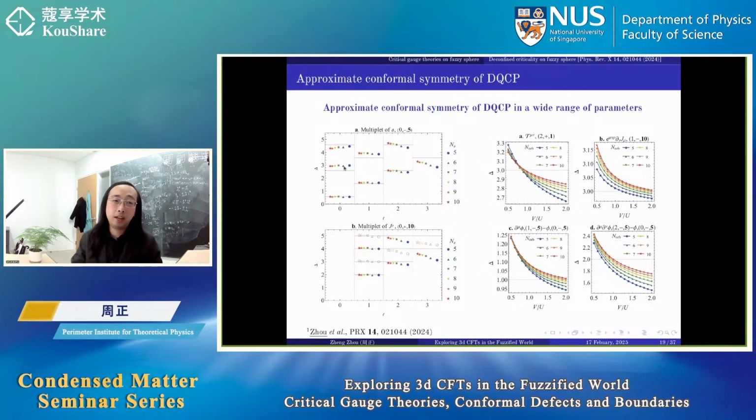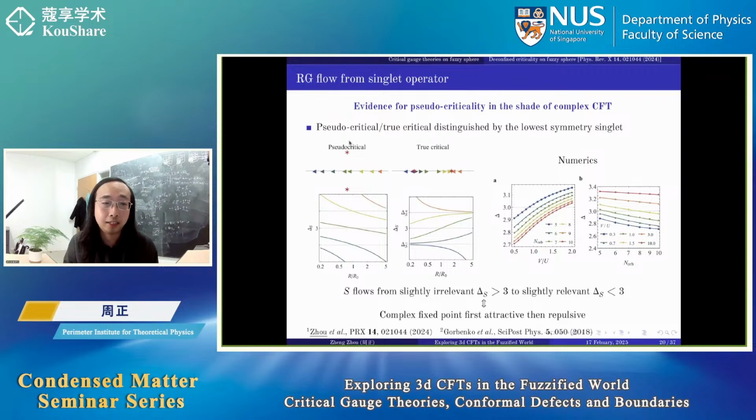And to further confirm the scenario of pseudo-criticality, we can look at the RG flow through the lowest singlet that controls this flow. So in the scenario of pseudo-criticality, the RG flow is first attractive and then repulsive. Correspondingly, the singlet is first irrelevant, larger than 3, and as the flow goes, its scaling dimension decreases to lower than 3, being relevant. And in the truly critical, sorry.